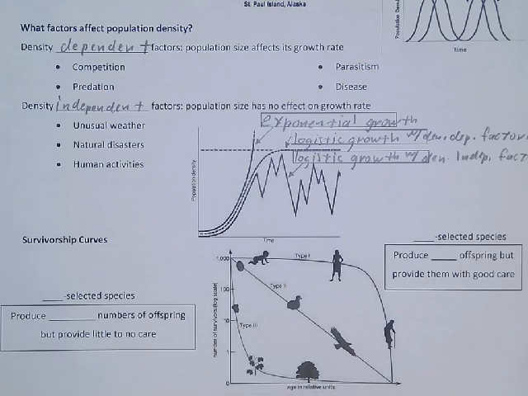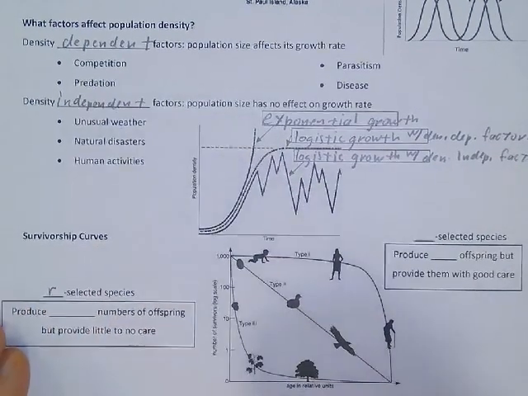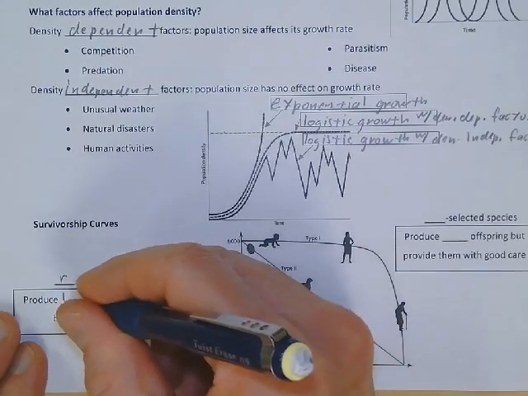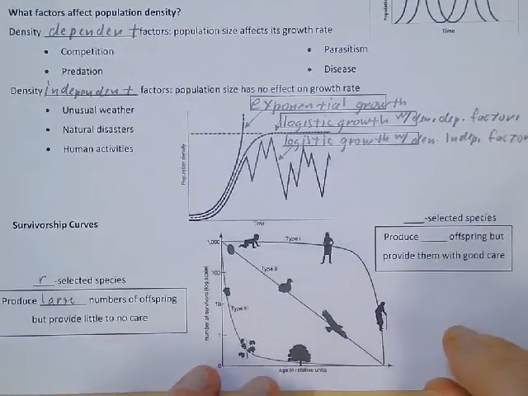But the maple tree makes thousands of those on the off chance that one of those seeds will find a space that is free for it to grow, to turn into an adult, and make more progeny of its own. So those kind of organisms that make lots and lots and lots of young, in order to ensure that at least some of them will grow up to adults, we call those r-selected species. They produce lots and lots of offspring but provide little or no care.